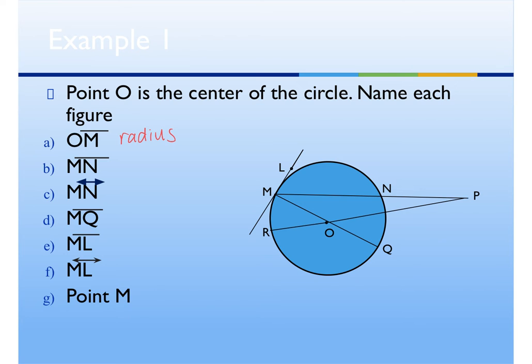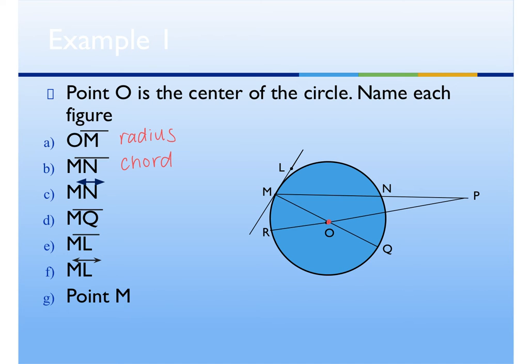Sebastian? It's a chord. Why? Very good. It's a segment that isn't a line, and it also goes from one end of the circle to the other. It doesn't matter which end, it doesn't have to pass through the middle, so it's just a chord. Why is it not a diameter? Doesn't go through the middle. Very good. Doesn't go through our point O.